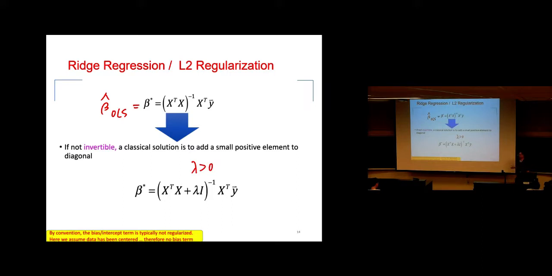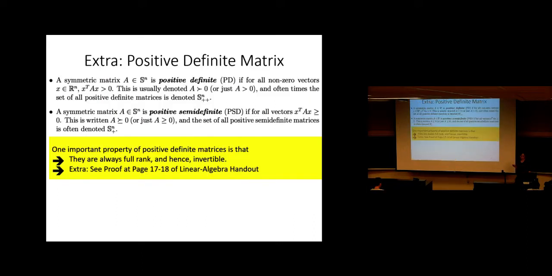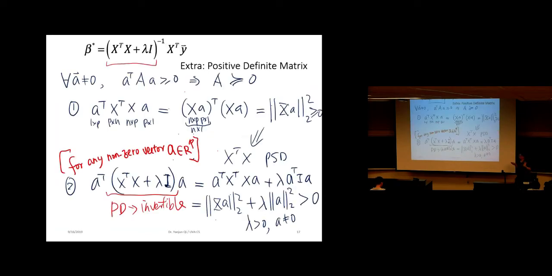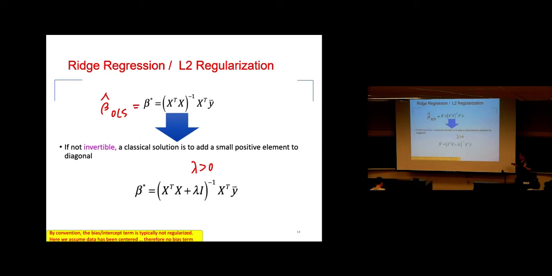With this trick, you can invert the resulting matrix. This is exactly the ridge regression solution: X transpose X plus lambda I, then take the inversion times X transpose y. But why? What type of loss function is this solution trying to solve? I have a few slides of proof, trying to prove this is invertible.